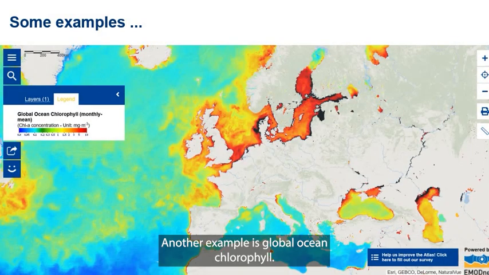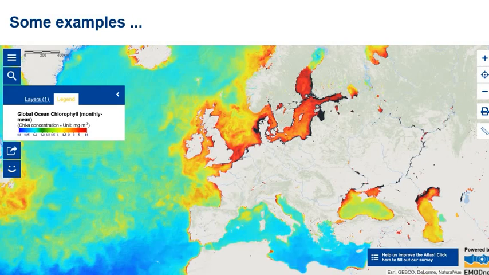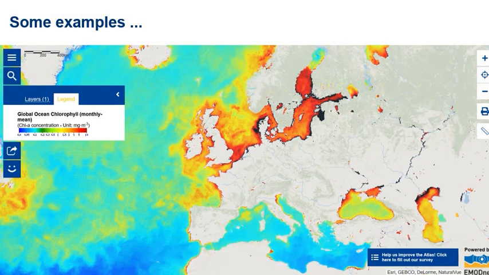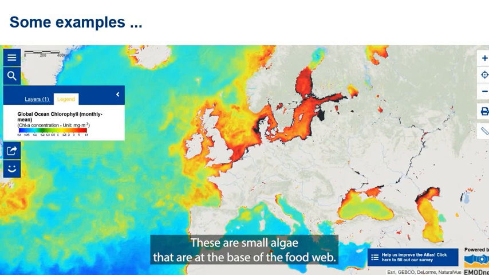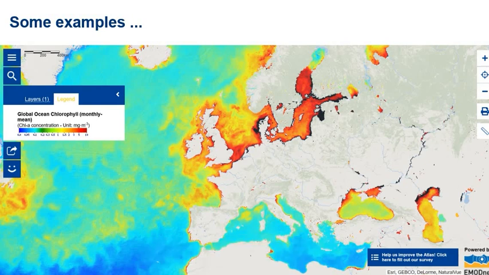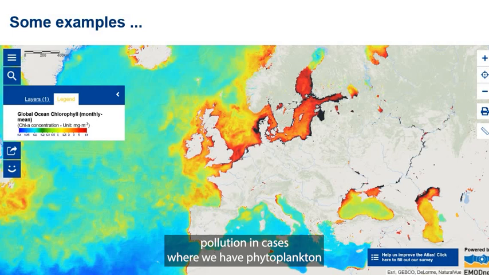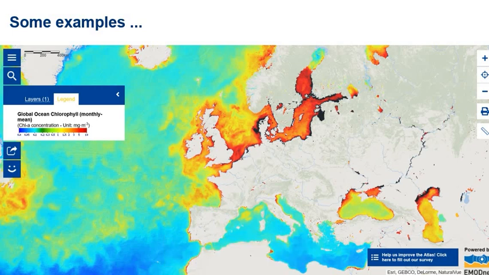Another example is global ocean chlorophyll. Chlorophyll is an indicator for phytoplankton. These are small algae that are at the base of the food web. So this is a very important map layer. Phytoplankton maps can also show pollution in cases where we have phytoplankton blooms due to pollution.